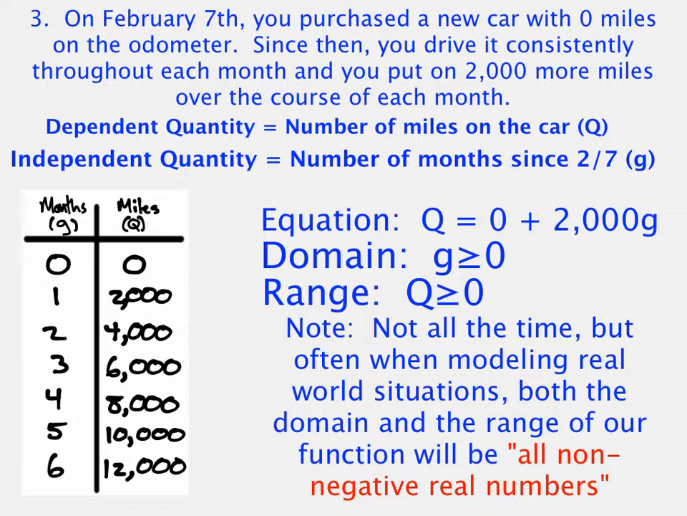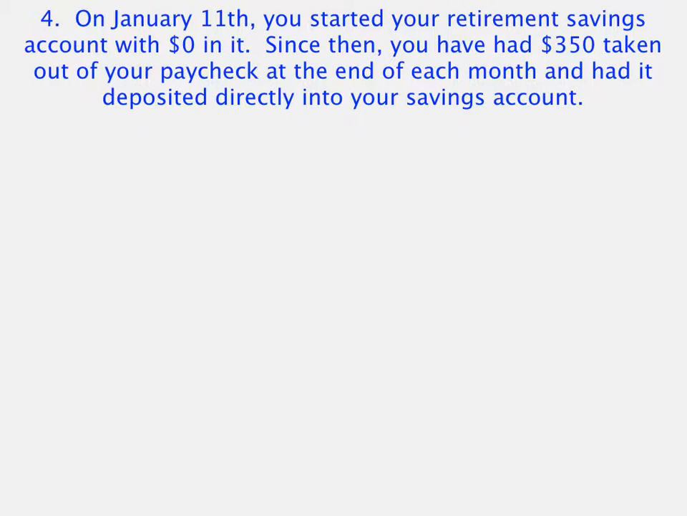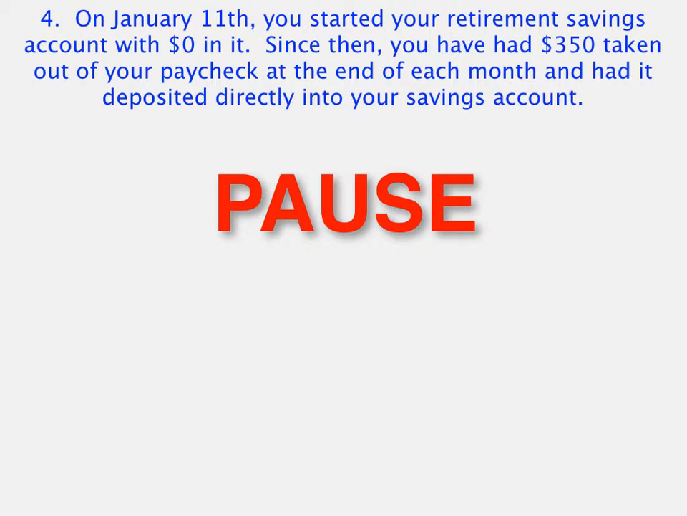Okay, let's try another one. On January 11th, you started your retirement savings account with $0 in it. Since then, you have exactly $350 taken out of your paycheck at the end of each month and have it deposited directly into your savings account. So why don't you pause the video again, and I'd like you to find the dependent quantity, independent quantity, give them variables, create a table, create an equation, and find the domain and range all on your own, and then play the video, and we'll see how it went.